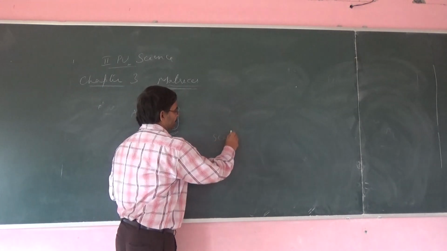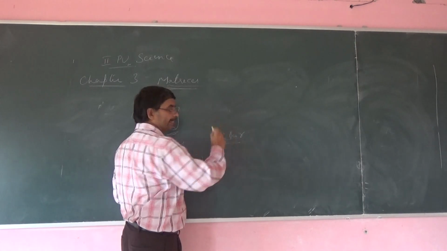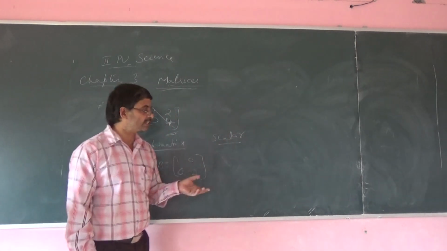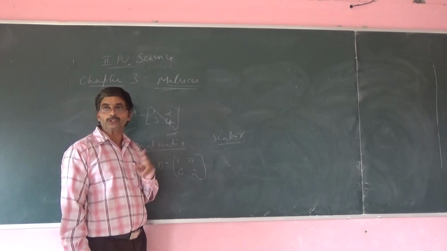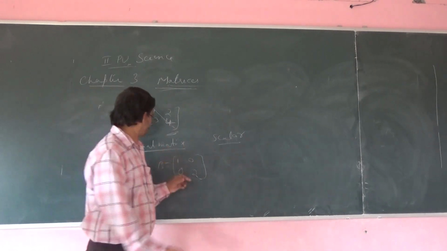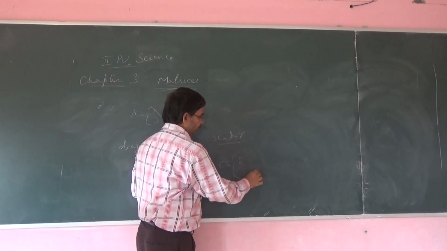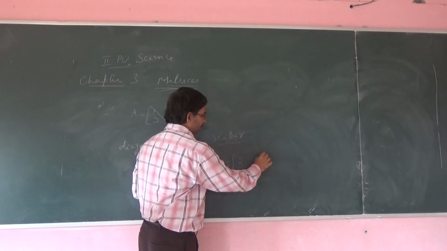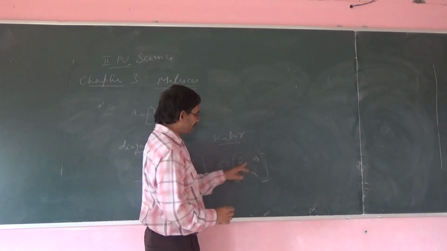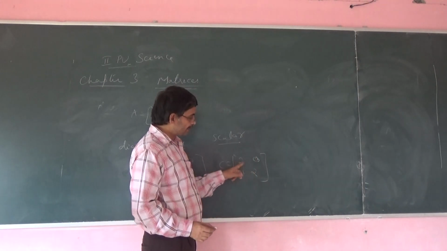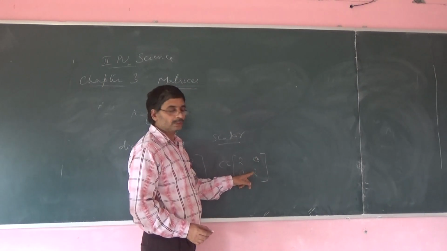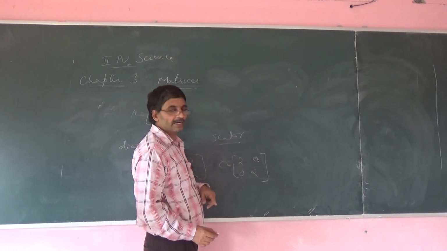Next, scalar matrix. What is a scalar matrix? It is a diagonal matrix, but the condition is the diagonal elements should be same. So one more example. C equal to [2 0; 0 2]. This is a scalar matrix where the diagonal elements are here 2 and 2. Both are equal. So that is scalar matrix.